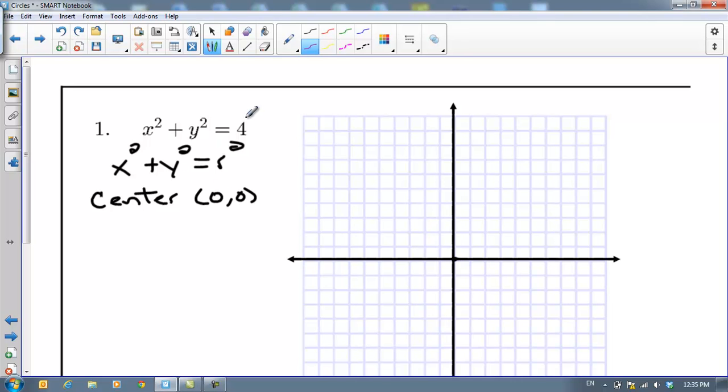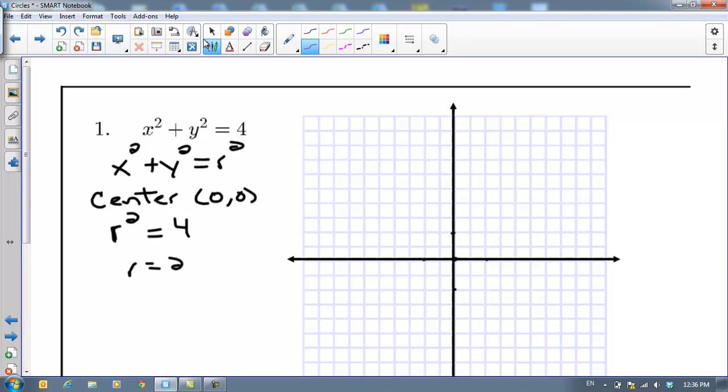Then all you have to do is look at the number on the other side of the equal sign. That tells you the square of the radius. So I know that my radius is going to equal 2. You just take the square root of that number over there. So that means we go right 2, left 2, up 2, and down 2, and we draw a little circle.